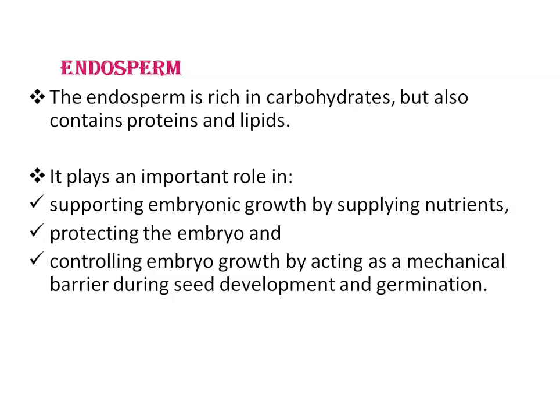Next is the role of endosperm. In angiosperms, a double fertilization event initiates the development of two distinct structures, the embryo and the endosperm. The endosperm plays an important role in supporting embryonic growth by supplying nutrients, protecting the embryo, and controlling embryo growth by acting as a mechanical barrier during seed development and germination. Its structure and function in mature dry seed is divergent and specialized.